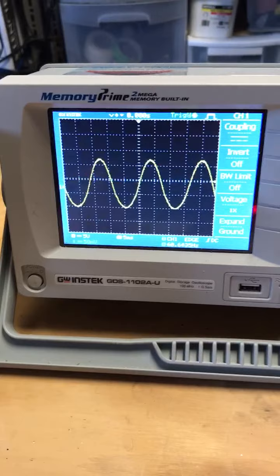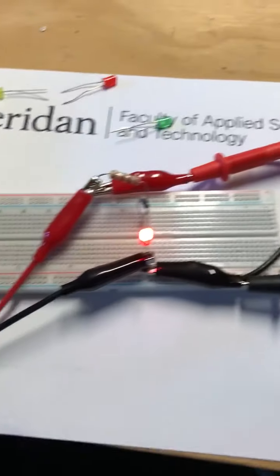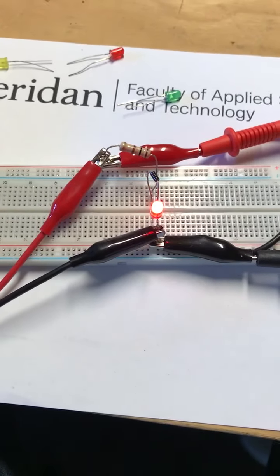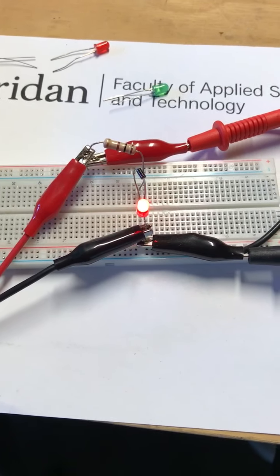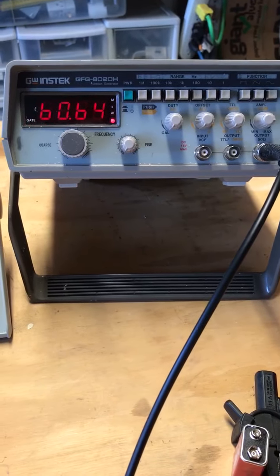Okay, the theory behind using diodes. So let's take a look at what I've got here. I've got a diode and I've connected it to an alternating current source. And this is my power supply here. I've got it set up at 60 hertz.